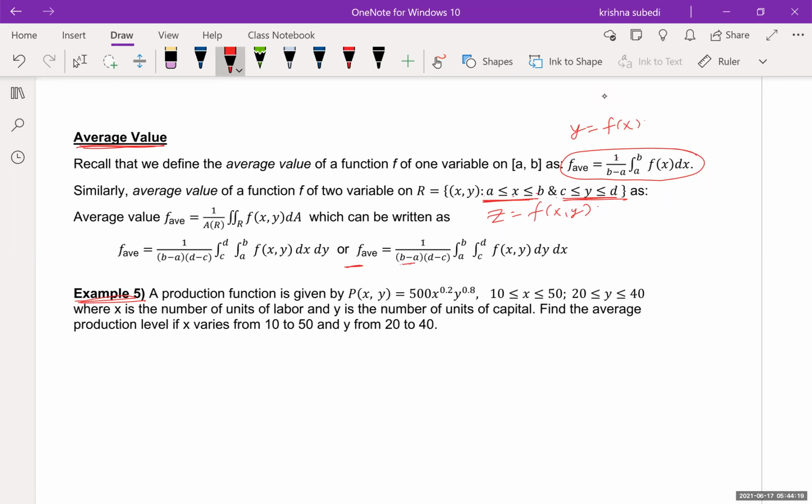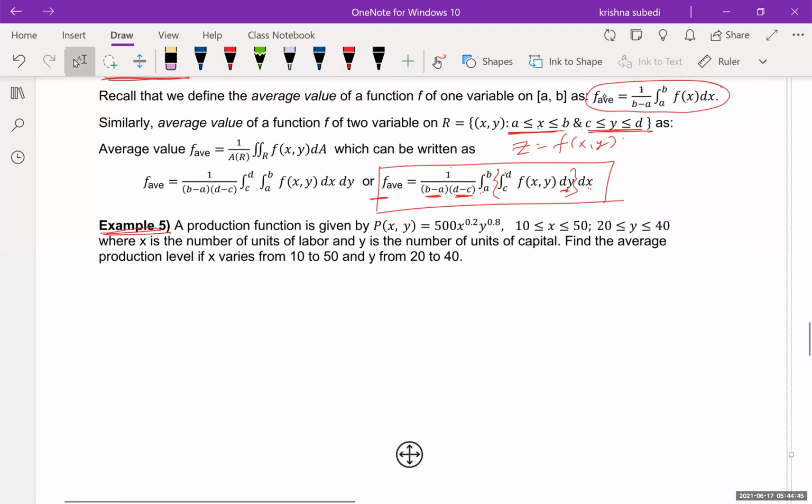1 over b minus a is for x, 1 over d minus c is for y, and then the integration a to b is for x and c to d is for y. So the inside integral is for the inside differential, the outside integral is for the outside differential. So we have this formula. Easily we can extend that formula to this one.